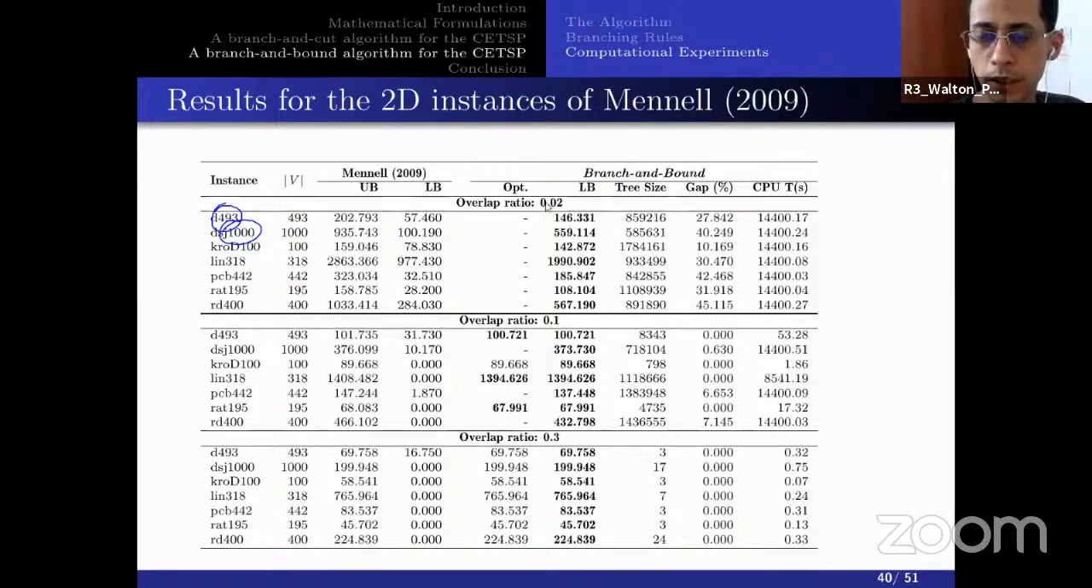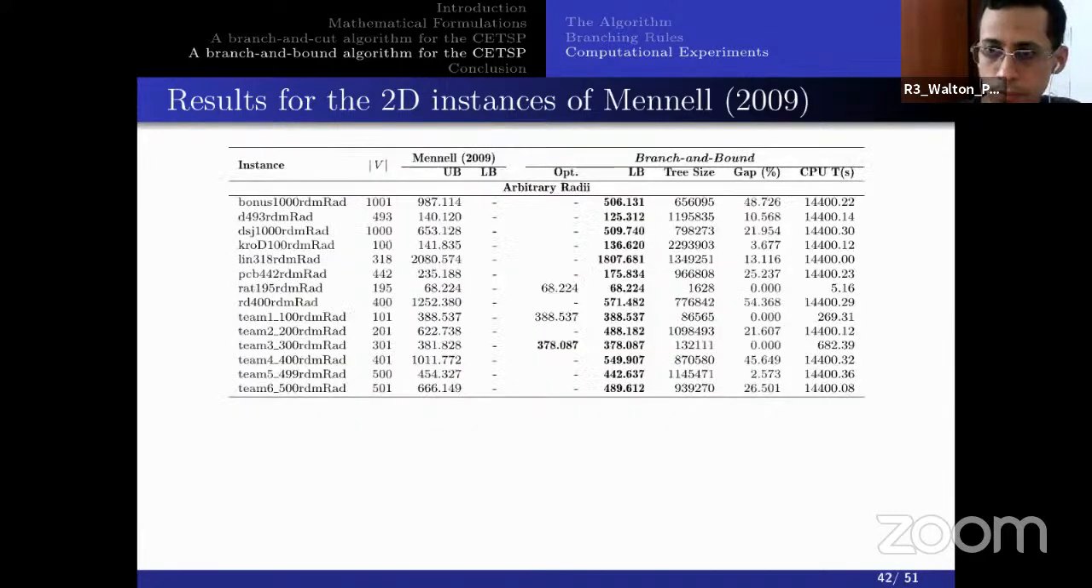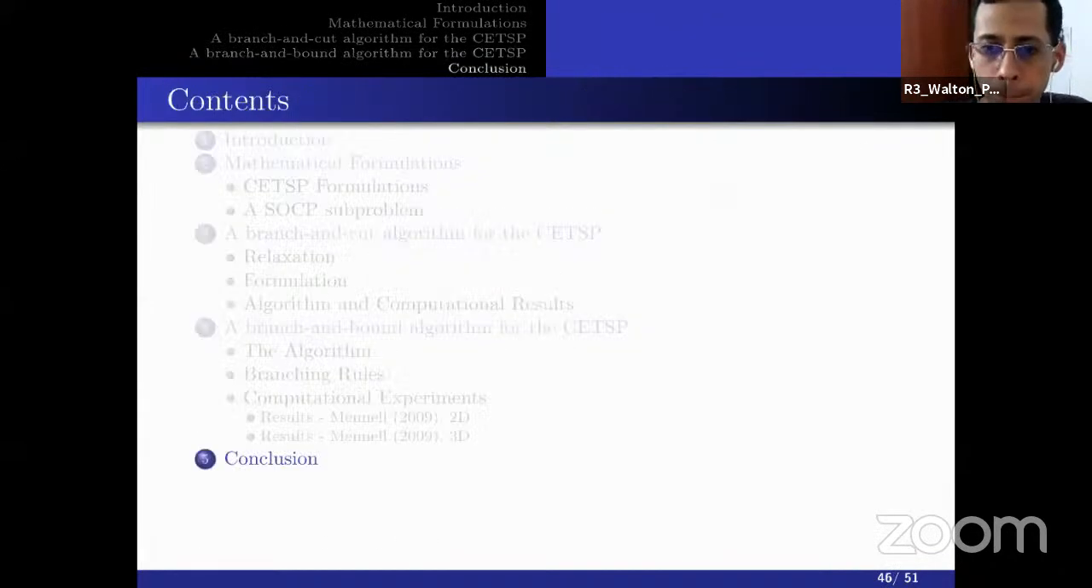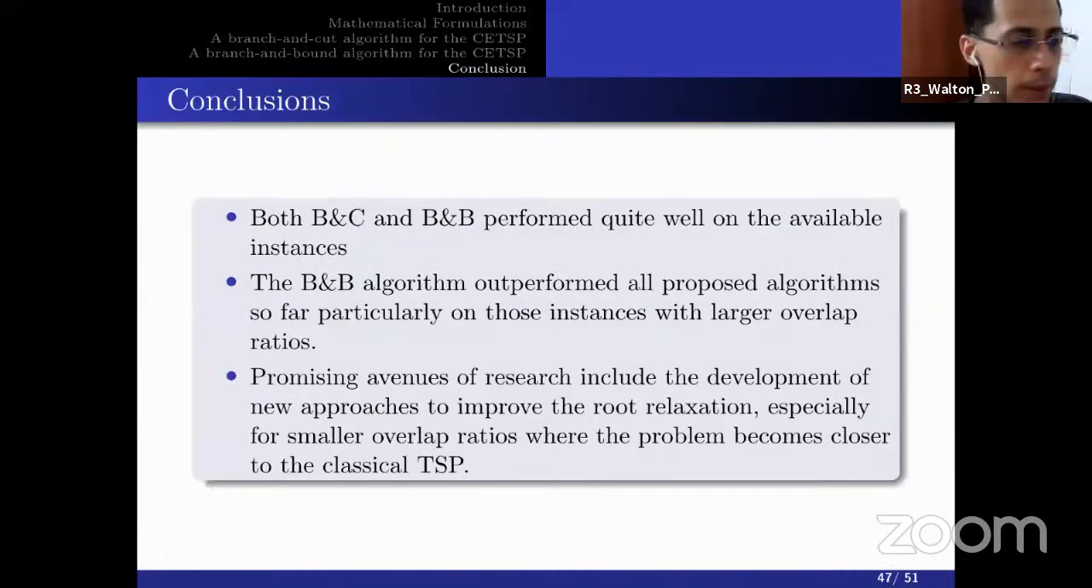So here I'm comparing my solutions with the algorithm by Menel, which is a heuristic algorithm. Just keeping the numbers here, don't need to worry too much about that. Then I conclude my talk. I think I'm on time already.